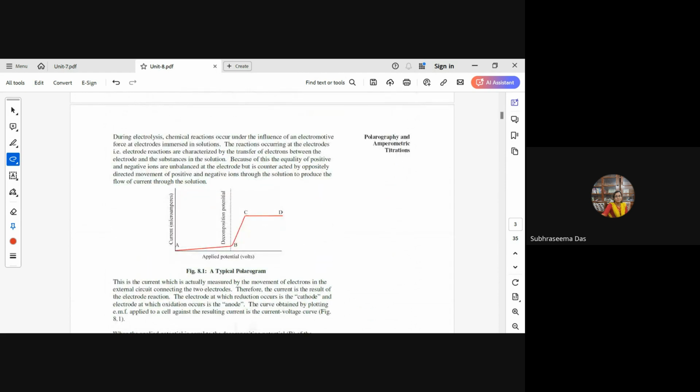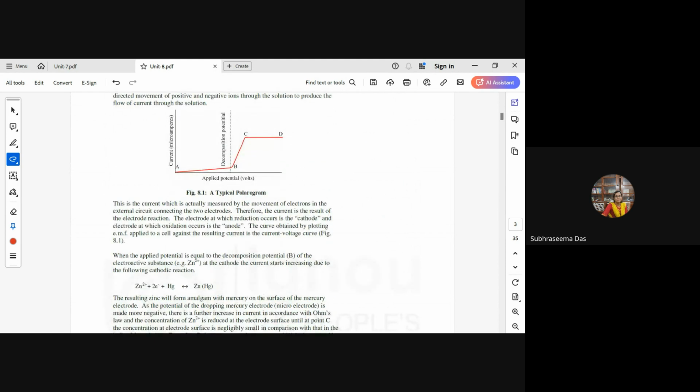Now here, during the electrolysis process, the chemical reactions occur under the influence of an EMF at the electrodes immersed in solutions. The reactions occurring at these electrodes, that is the electrode reactions, are characterized by the transfer of electrons between them. Because of this, the equality of the positive and negative ions is unbalanced, but it is counteracted by oppositely directed movements. As in figure 8.1, this current actually measures the movement of the electrons in the external circuit that connects the two electrodes. Therefore, the current is the result of the electrode reaction.